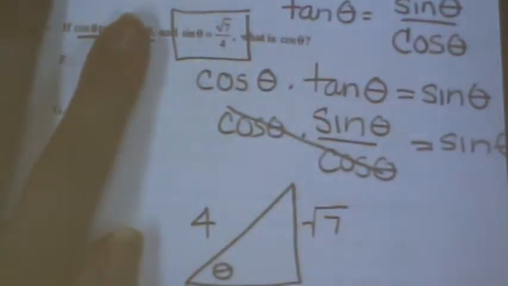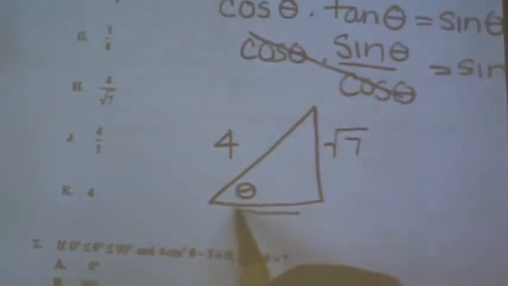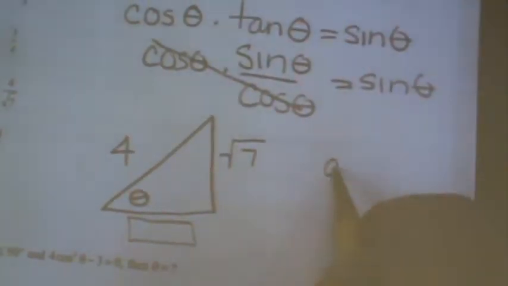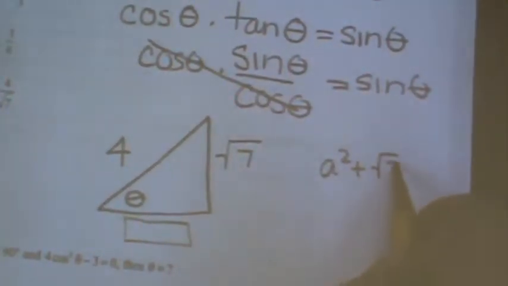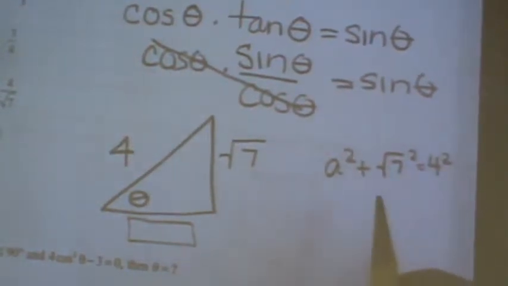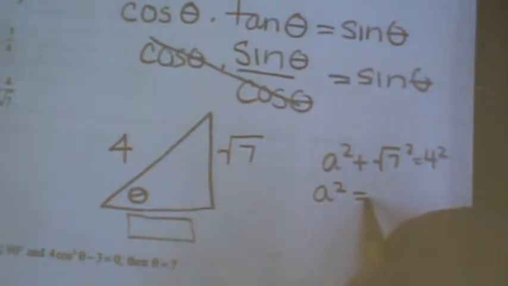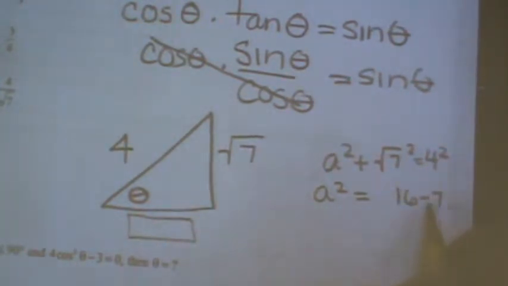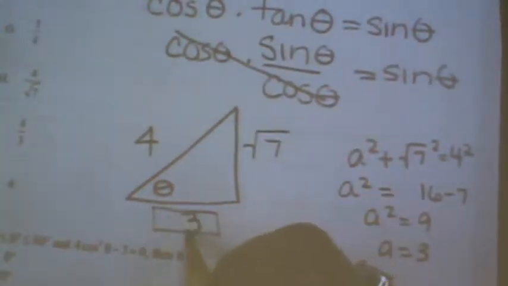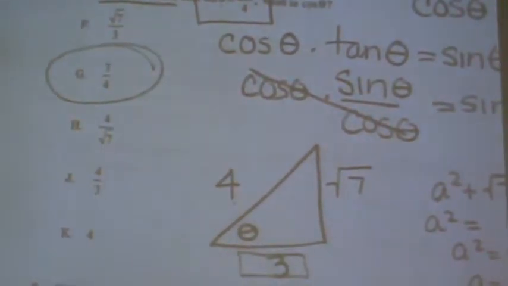Draw a triangle and make a theta right there. Sine is opposite over hypotenuse. What are you going to do to find this side? A squared plus b squared equals c squared. So a squared is equal to 16 minus 7. What's 16 minus 7? 9. What's the square root of 9? 3. So what is the cosine would be 3/4? Yeah. Easy? 3/4?